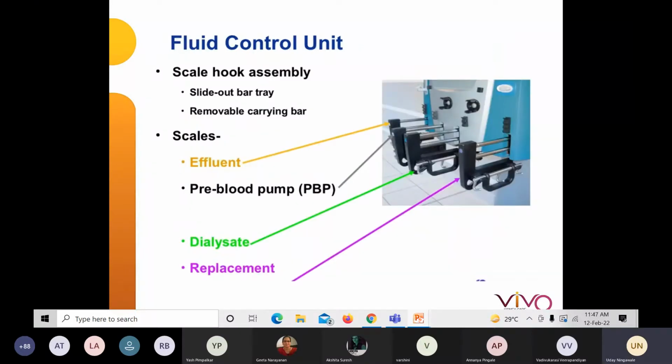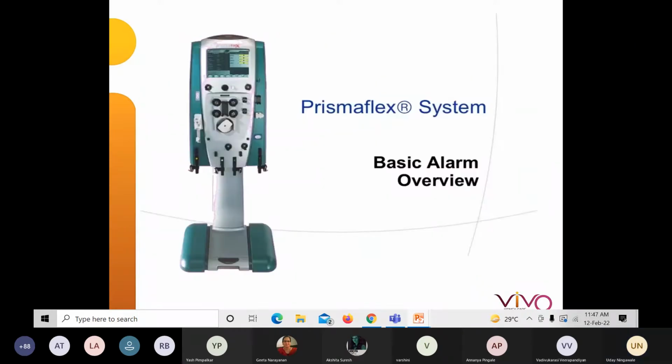So this is the fluid control unit: scale hook assembly, slide-out bar tray, removable carrying bar. The scales are for the effluent, PBP, dialysate, and replacement fluid. All these scales are measured: whatever effluent has come, whatever PBP has been given, the dialysate, and whatever replacement has been given will get measured. This is about the overview.